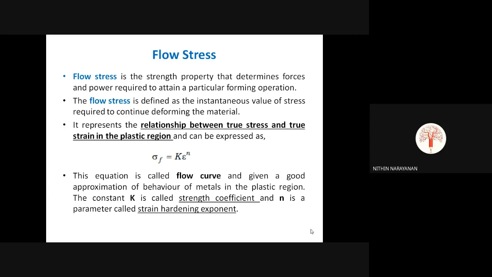exponent. Learn this equation by heart. K is the strength coefficient and small n is the parameter called the strain hardening exponent.